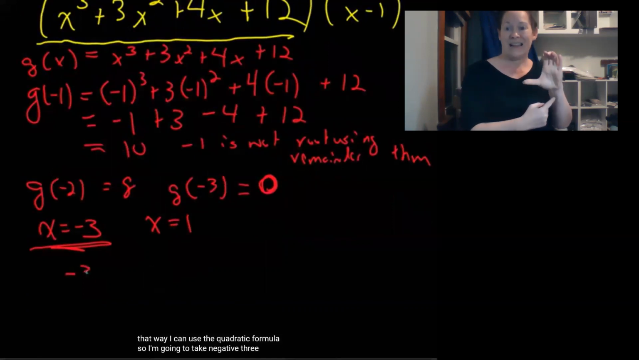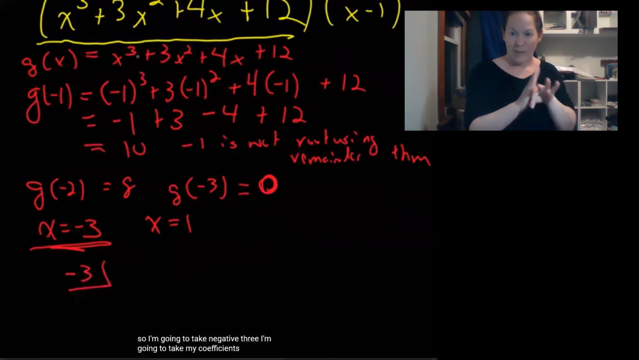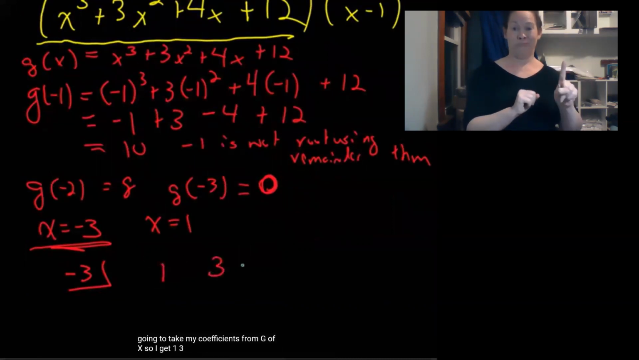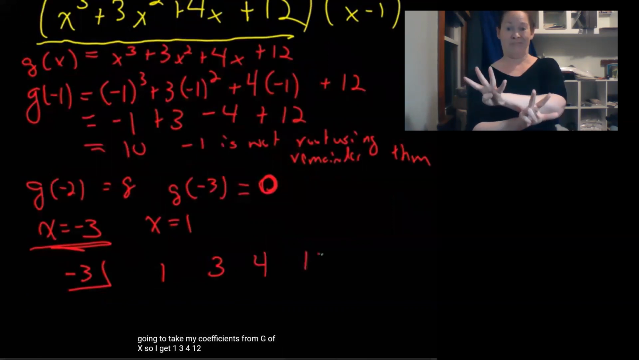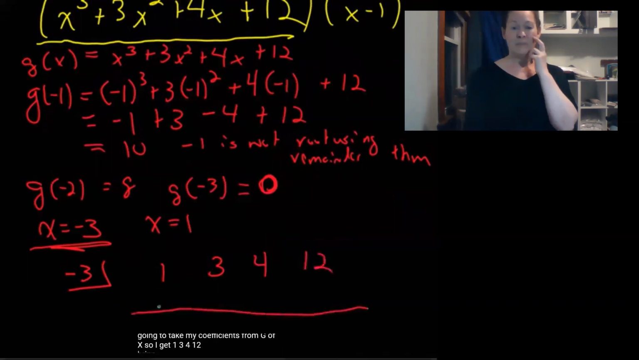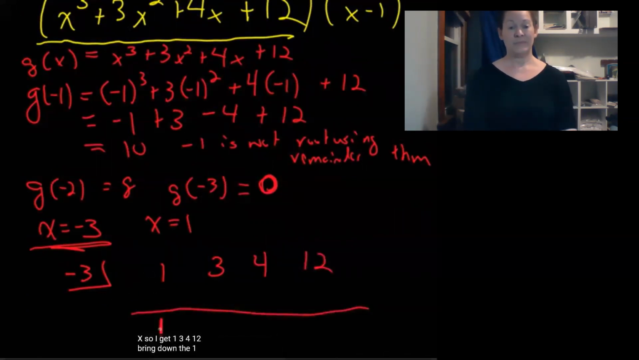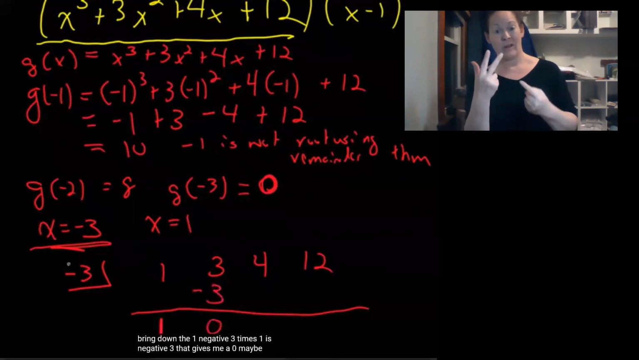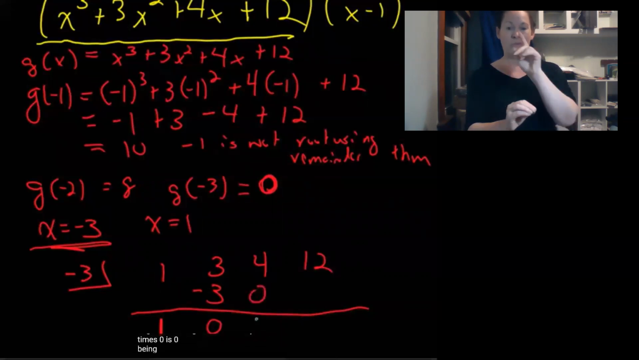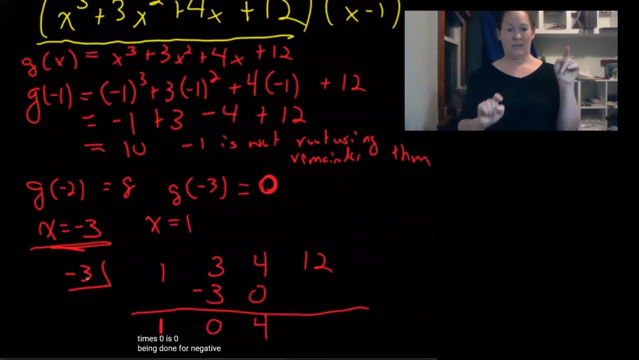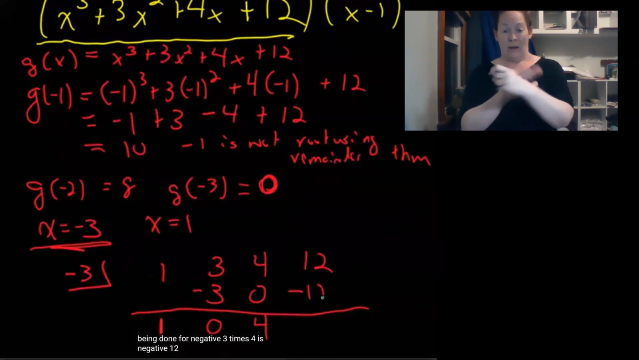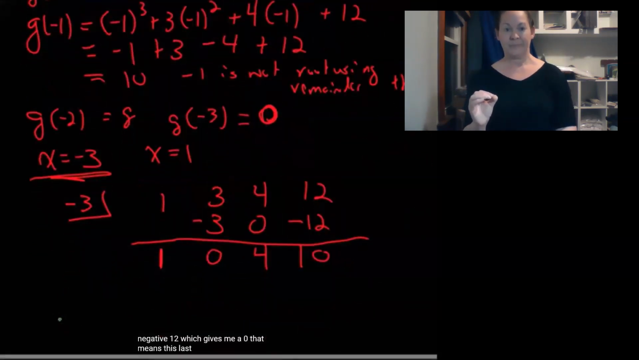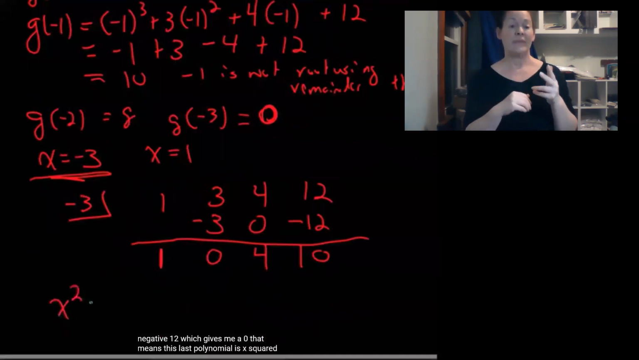So I'm going to take -3. I'm going to take my coefficients from g of x. So I get 1, 3, 4, 12. I'll bring down the 1. -3 times 1 is -3. That gives me a 0. -3 times 0 is 0. Bring down 4. -3 times 4 is -12, which gives me a 0. That means this last polynomial is x squared plus 4.